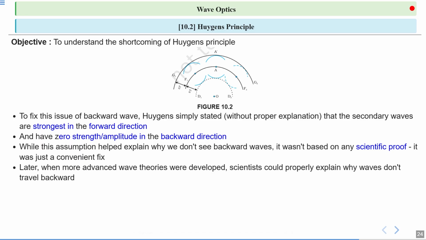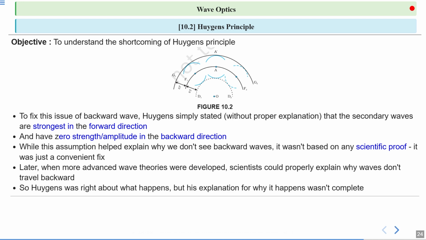Okay, so later when more advanced wave theories were developed, scientists could properly explain why waves don't travel backward. So these theories offered a more comprehensive understanding of wave propagation, filling in the gaps left by Huygens principle. This advancement in wave optics was a significant step forward in physics. So Huygens was correct about the behavior of waves, but his explanation lacked completeness.